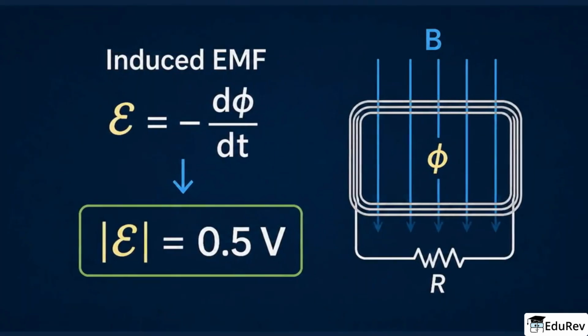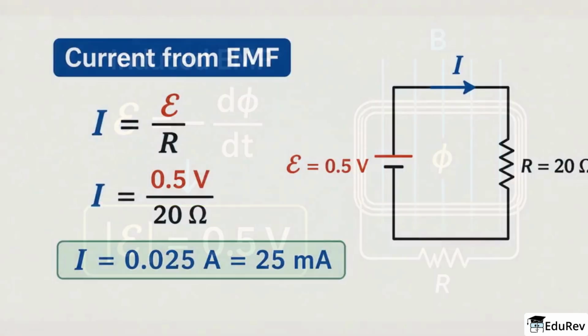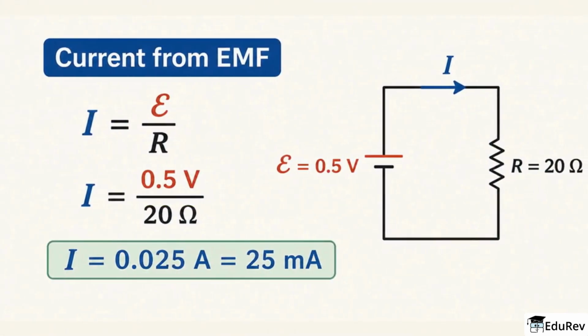The induced EMF equals negative d phi by dt. So EMF magnitude equals 0.5 volts. Current equals EMF divided by resistance. So current equals 0.5 divided by 20, which is 0.025 amperes or 25 milliampere.